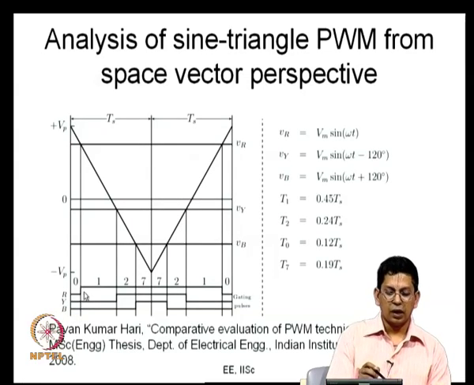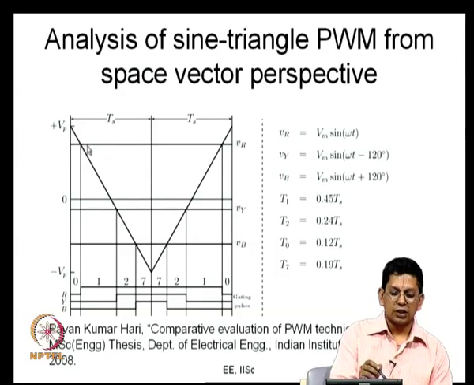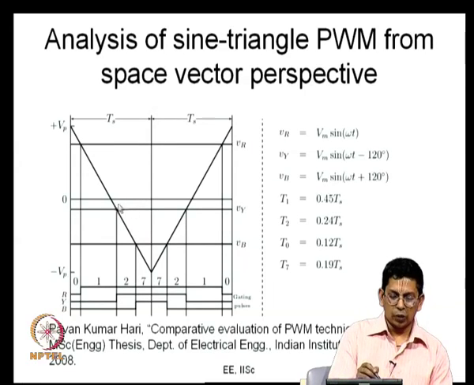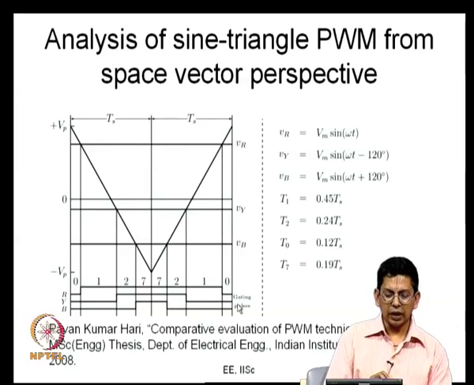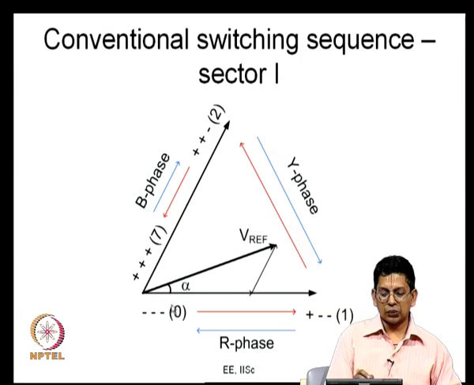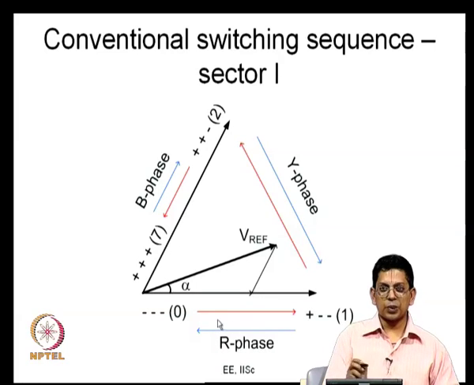Then R phase alone switches, then you have the state plus minus minus. Then Y alone switches, then you go to the state plus plus minus, then B switches, then you go to the state plus plus plus. Then the same thing happens in the reverse direction, and you see this is the exact sequence that we used a little before. So, you start from 0, 1, 2 and 7 and you are coming back like this. This is in conventional space vector PWM.